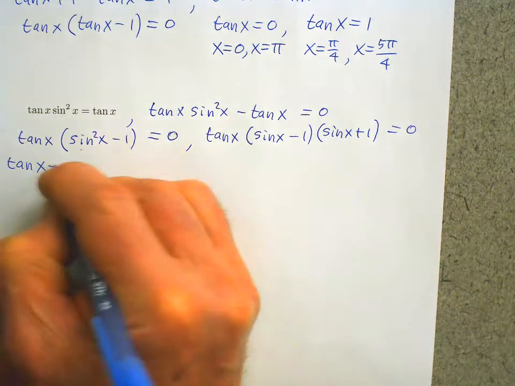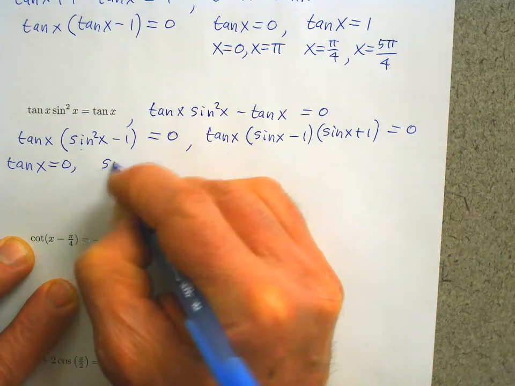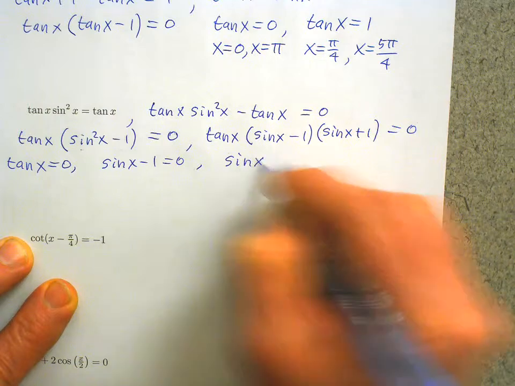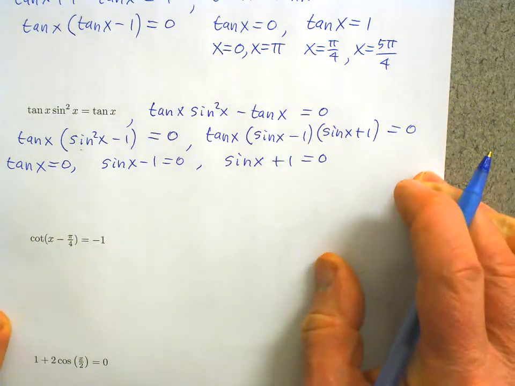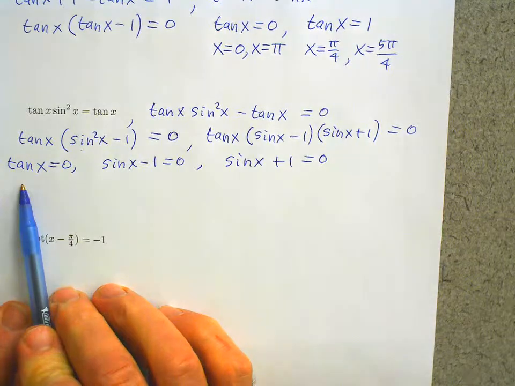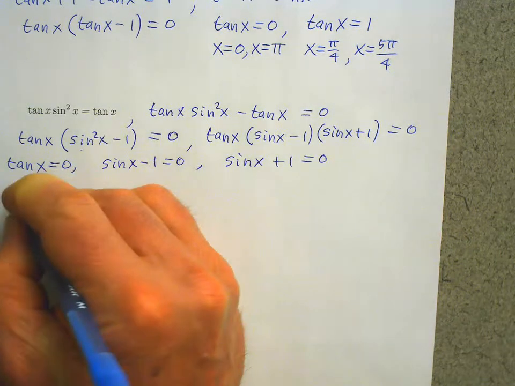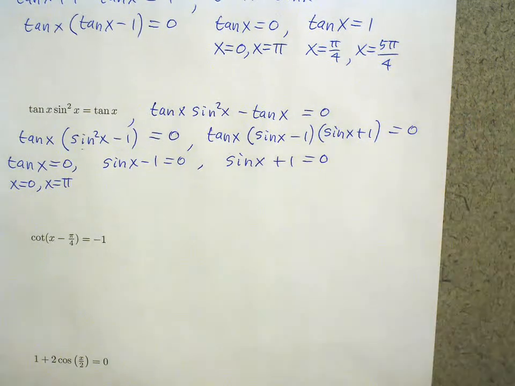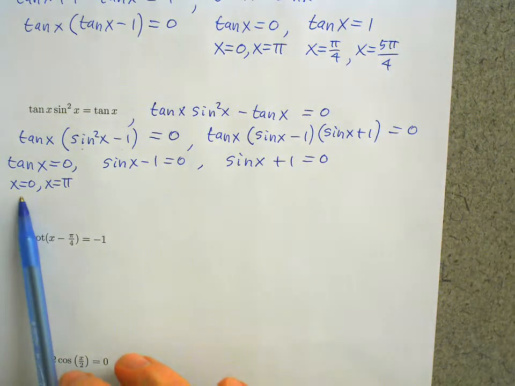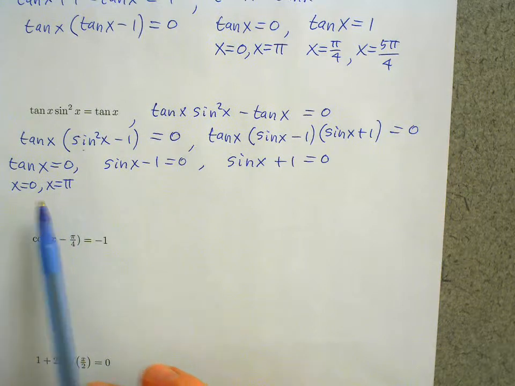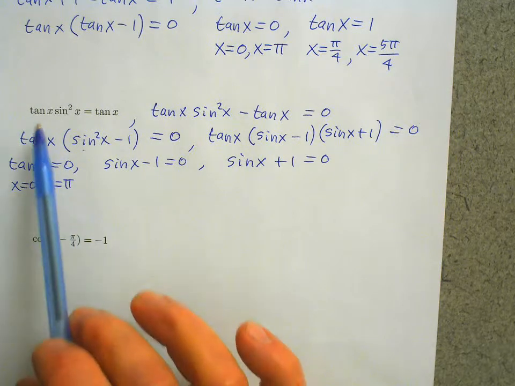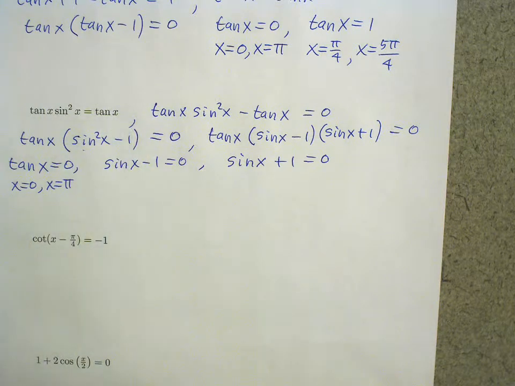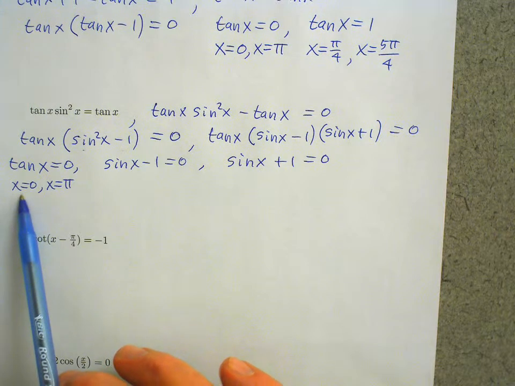Tangent of x is 0. Sine of x minus 1 is 0. And sine of x plus 1 is 0. Okay, between 0 and 2 pi, tangent of x is equal to 0 when x is 0 and x equals pi. So these would be the two solutions that would have been annihilated if you divided both sides by tangent of x. So watch out for that.